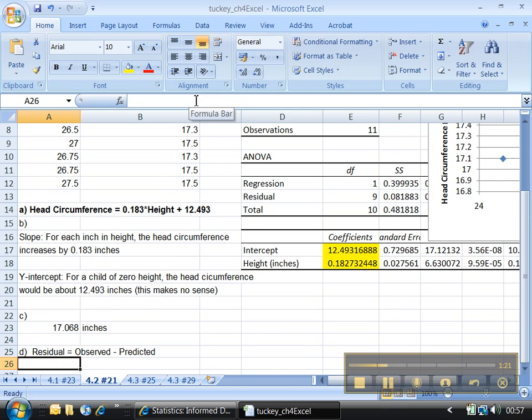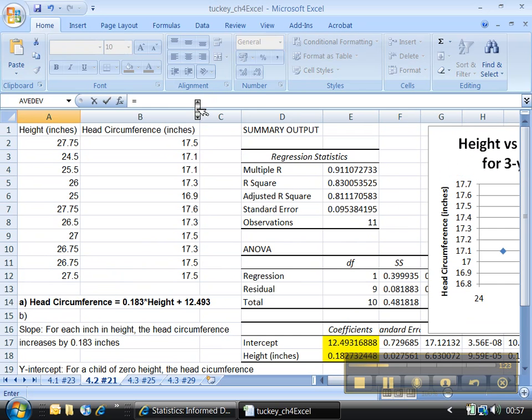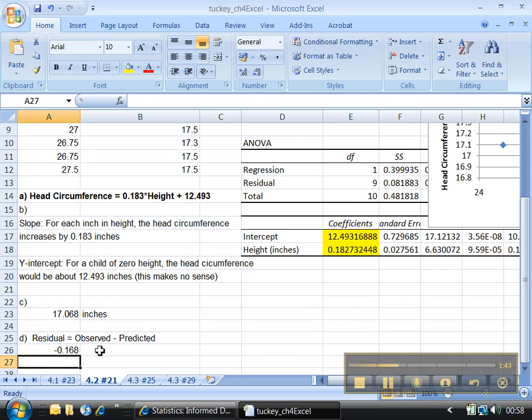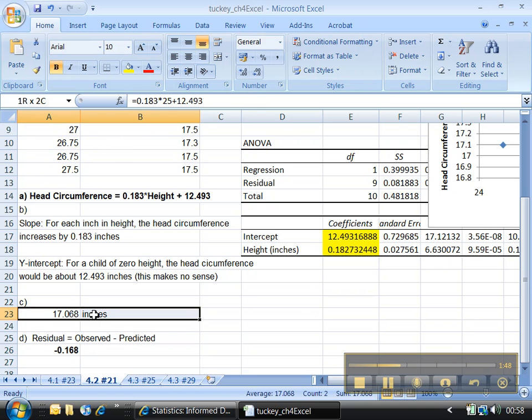Now, observed is what you see in the table. So let's go up here and see what the table says. There's the kid that has 25 inches for height. There's his head circumference, 16.9. And from that, we're going to subtract what we predicted would happen with our equation, which is what we just found right here, 17.068. Enter. There we go. That's the residual, so that's part D. I better bold these so that makes it obvious what they are. Those are the answers.